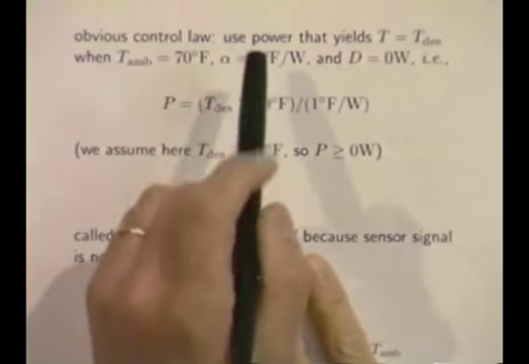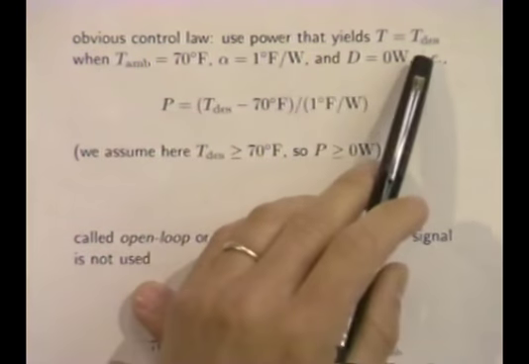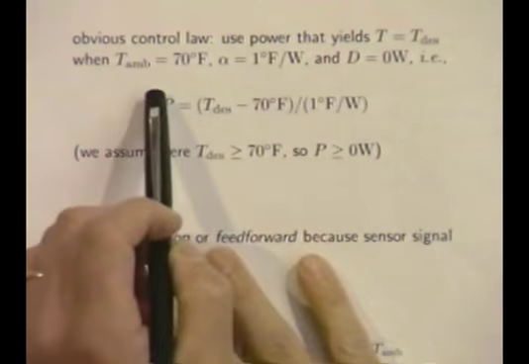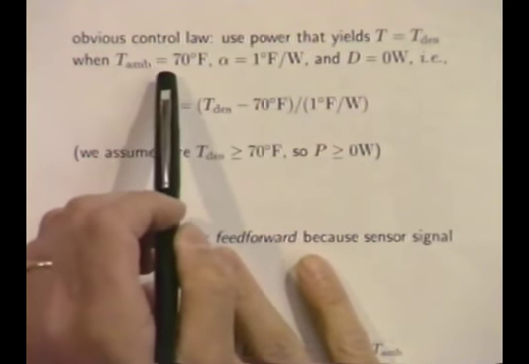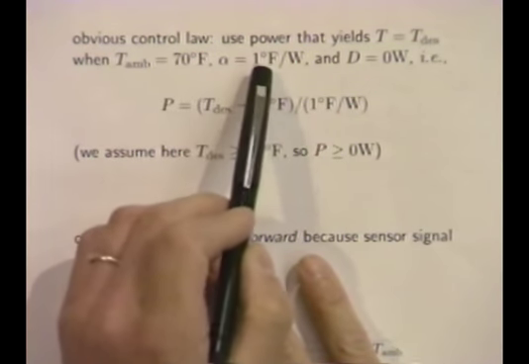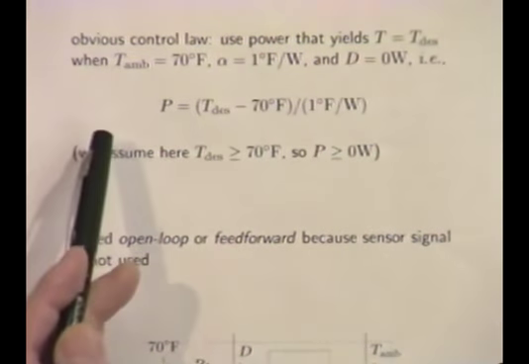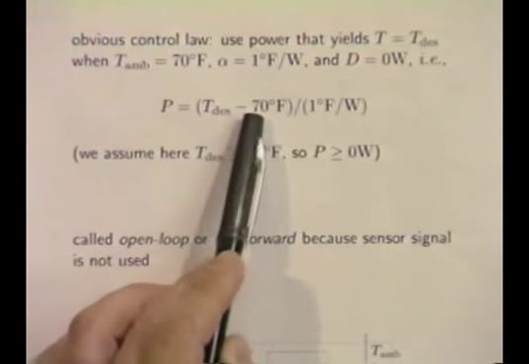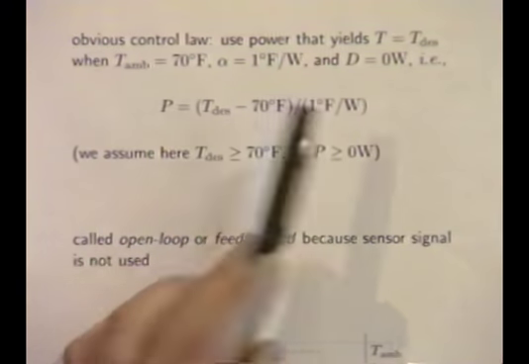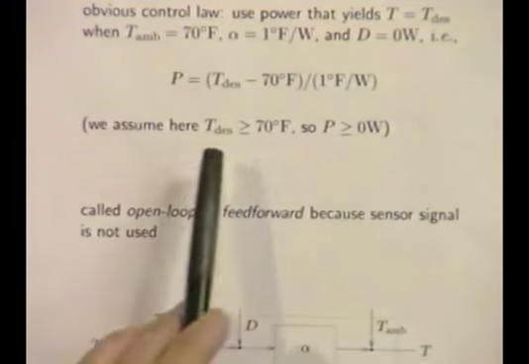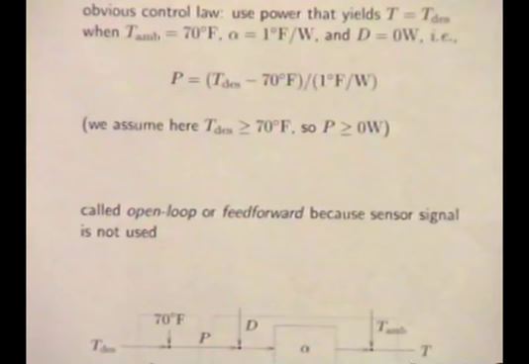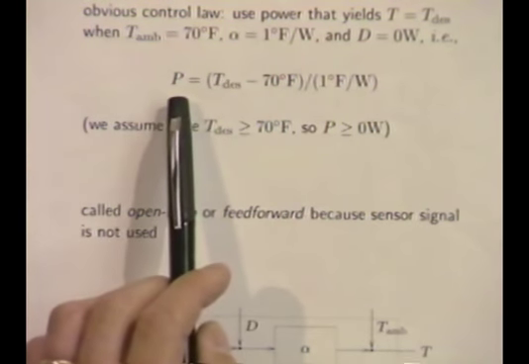And here it is. I'll put in the power that yields the desired temperature when the ambient temperature is 70, the thermal coefficient is a degree Fahrenheit per watt, and the disturbance is 0. And if you solve those equations, you just get this. It's T desired minus 70 degrees Fahrenheit divided by 1 degree Fahrenheit per watt. And we'll assume here, this is stupid, that the desired temperature is always positive so that we don't have to inject a negative power here.